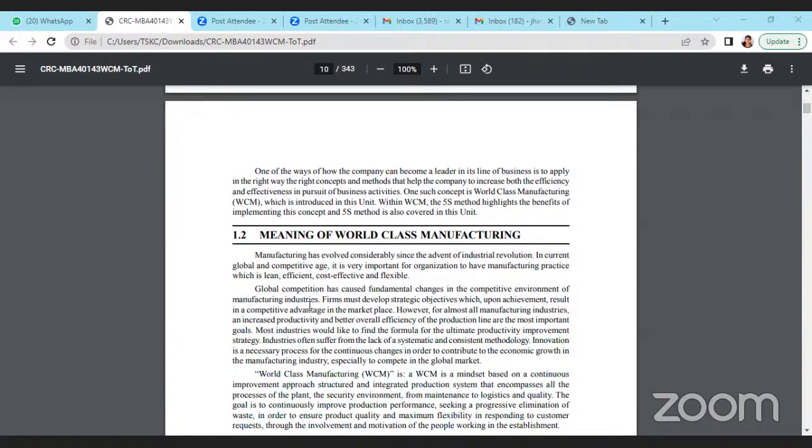for example, if you are into providing data technology or data analysis, or if you are in the line of providing internet service, in that line, whichever product you are producing or service you are providing, if you want to become a leader of that line of business, you should have the right concepts and methods that will help the company to increase both efficiency and effectiveness of business activities.